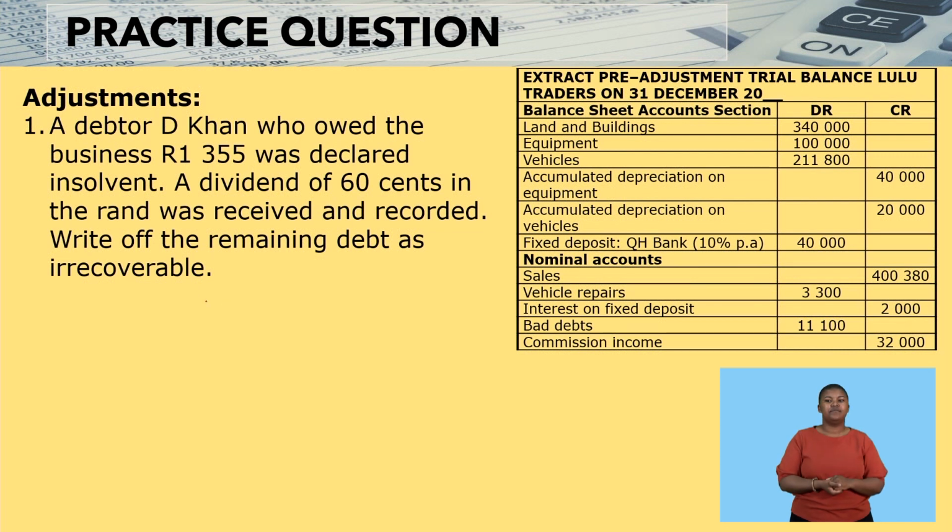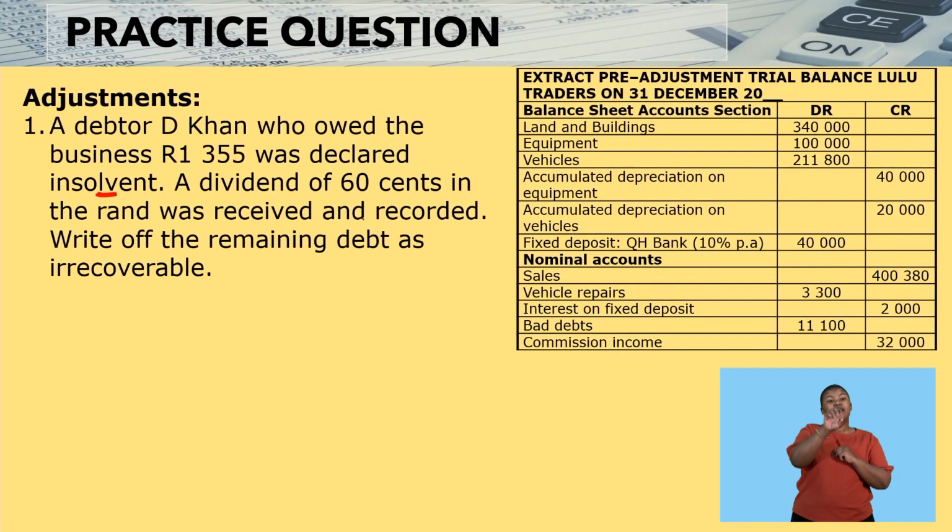It says, a debtor, Deacon, who owed the business 1,355, was declared insolvent. When a debtor is declared insolvent, that means they are to be written off from our books. They are no longer able to pay us. A dividend of 60 cents in the rand was received. So they paid us 60 cents in the rand, and we had to write off the remaining amount as irrecoverable. It is very important that the difference must be written off as irrecoverable.